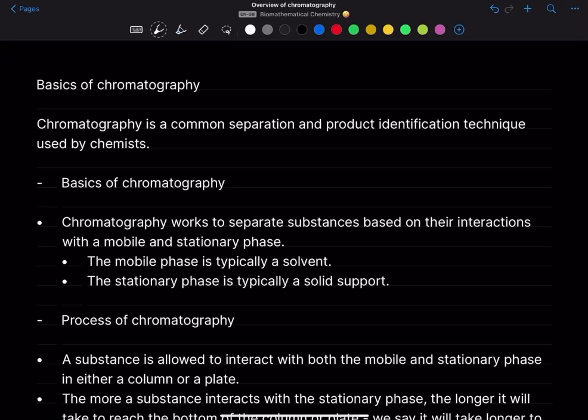Alright, welcome to another AQA A-level chemistry video. I'm trying to do something a bit different today. So, I'll just be going through the basics of chromatography.